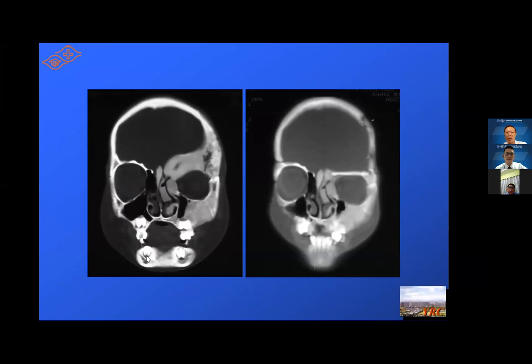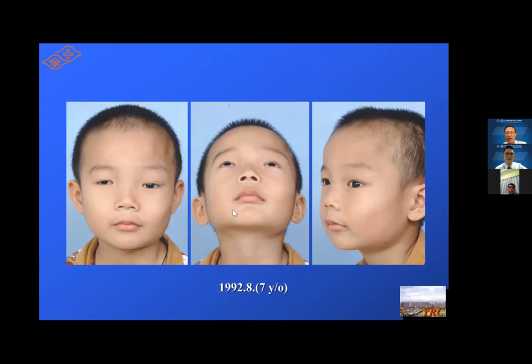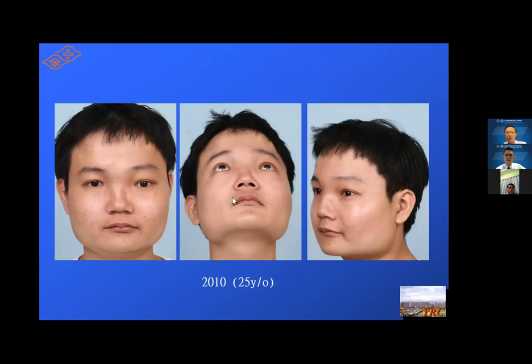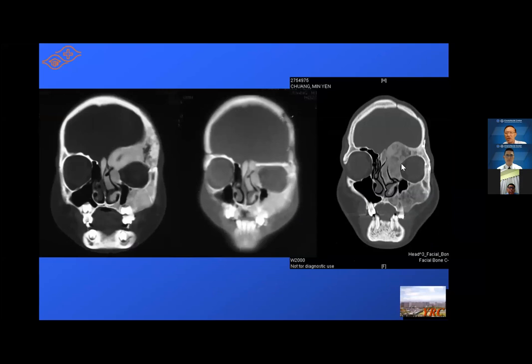This is at the age of 7 years when he had the surgery, then 10 years after, and this is 25 years old. And you can see here, this remains open and the bone graft heals. And after growing up, you can see the optic roof is still thick, but it remains quite well.